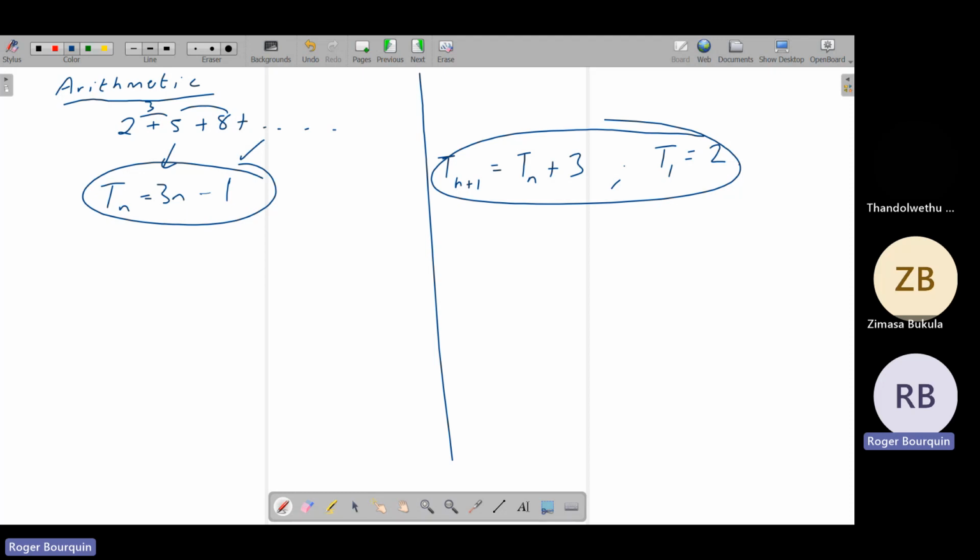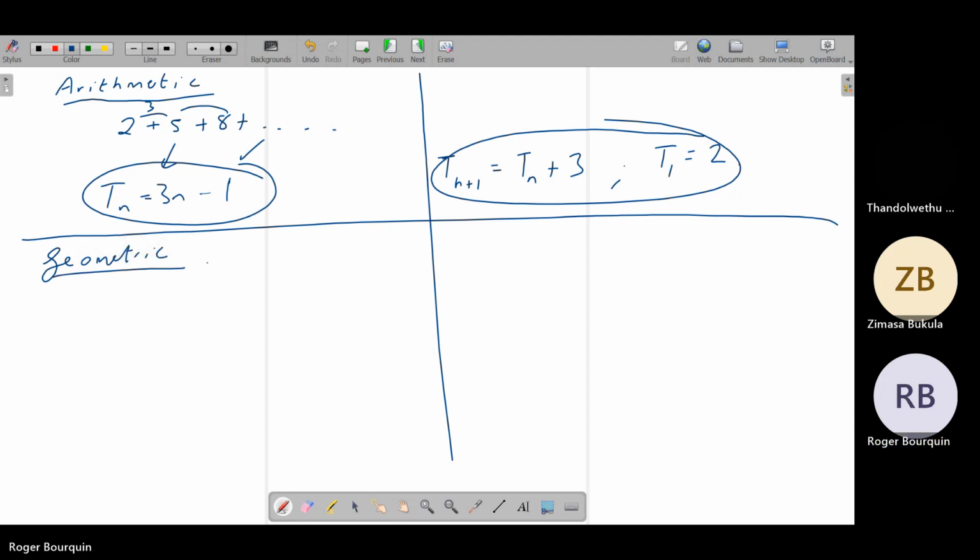Okay. Now, arithmetic. Then we have geometric. Going on the notes here. Geometric is times by a constant ratio. So let's have another easy one: 2, 6, 18.